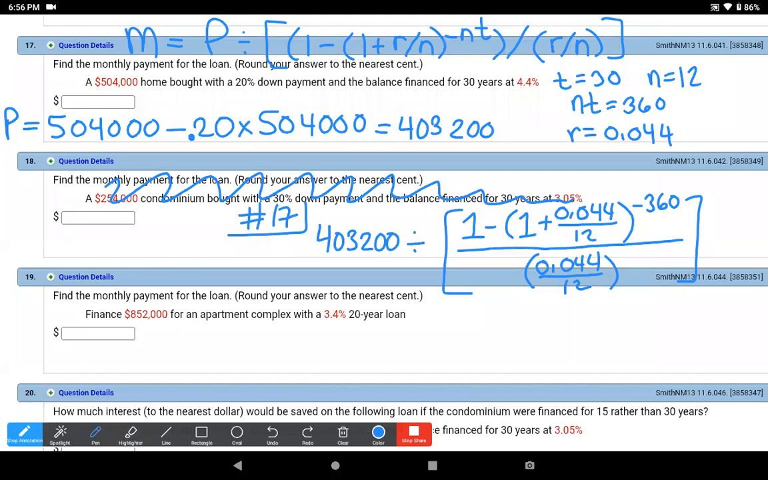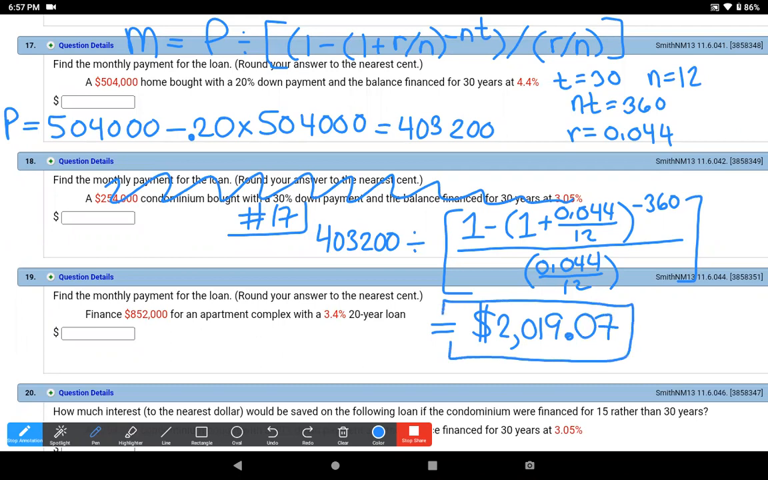We have a house payment for these folks, $2,019, and rounding to the nearest cent, 7 cents, right? So again, we're working on number 17 here. And that's the house payment for number 17. And that checks out on the key. So check.